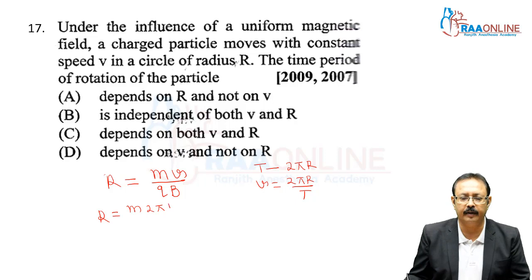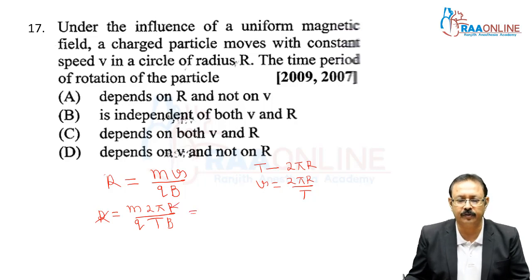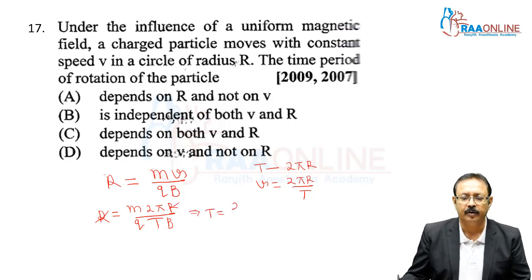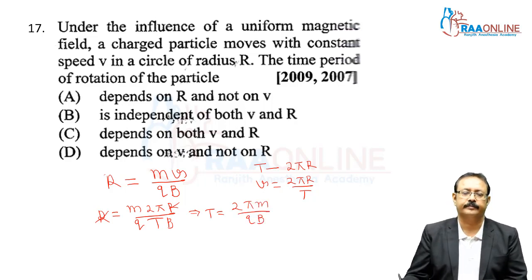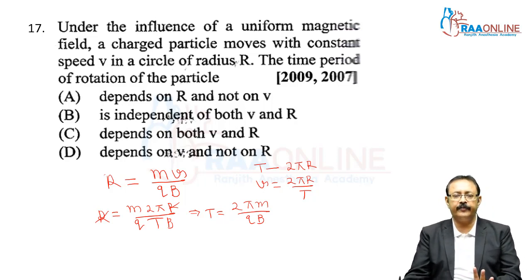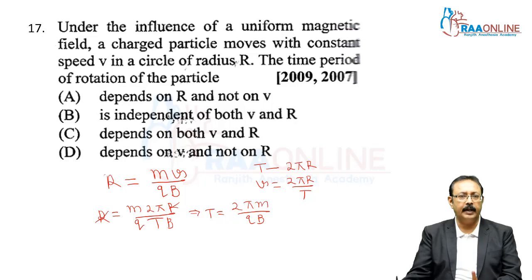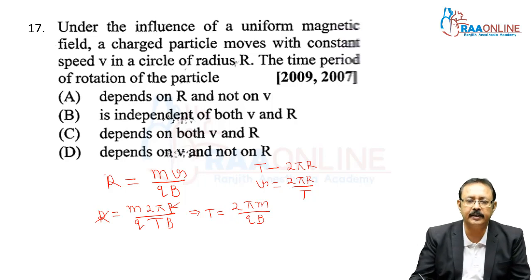2 pi r by t. So what are we getting? In place of v I put this, and this is q and this is b. Cancel r with r. So what is the formula for time period? 2 pi m upon q into b. So in t, only 3 physical quantities matter: mass of particle, charge of particle and magnetic field. So it is independent of v and r. R is also cancelled out.